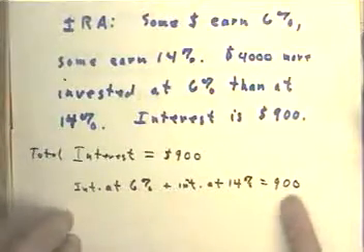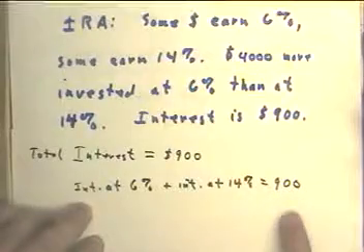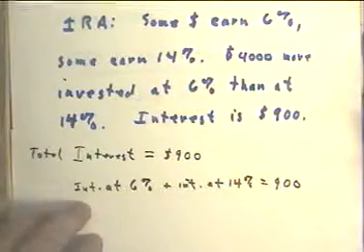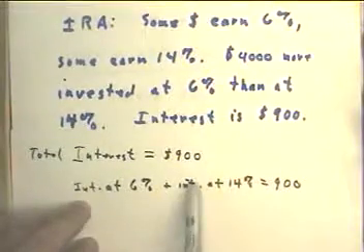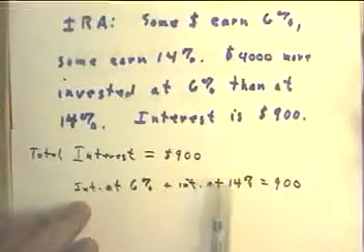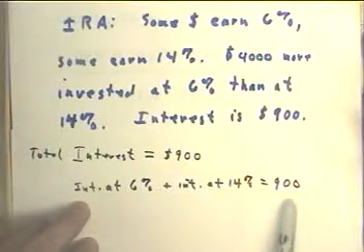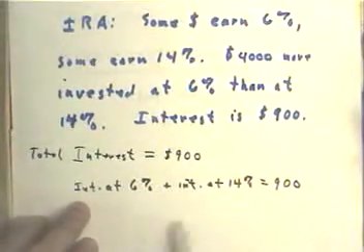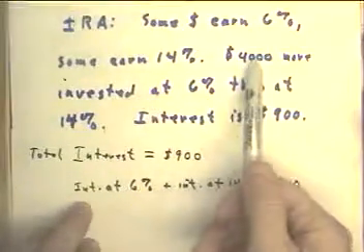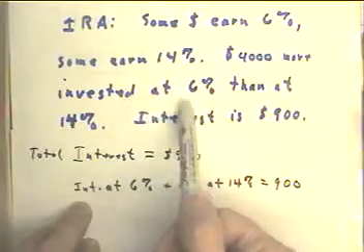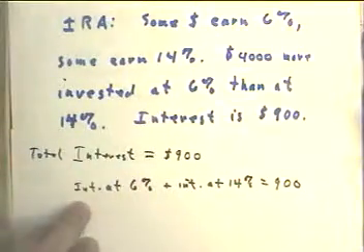We'll drop the dollar sign here. We'll just use numbers and understand that the pure numbers are going to represent number of dollars. So the interest at 6% plus the interest at 14% adds up to $900. Now, is there any other way we can use the information? Well, the only other information we have is that there's $4,000 more invested at 6% than at 14%. How are we going to represent that?